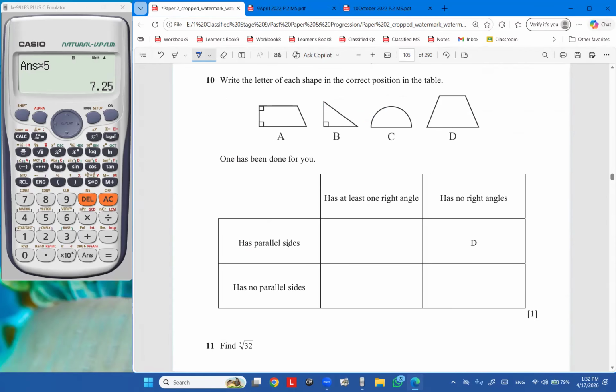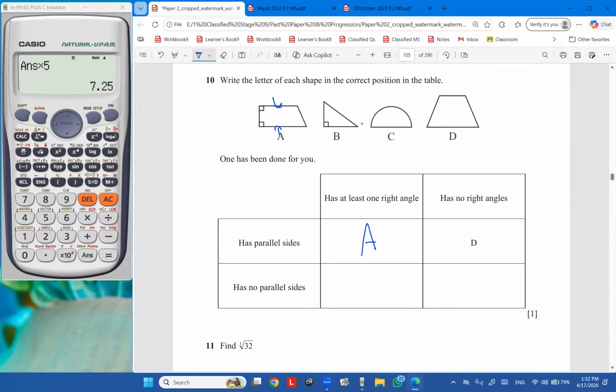Has parallel sides and has at least one right angle, you're going to find over here that it's shape A. It has parallel sides, this and this, and it has at least one right angle. Actually, it has two, not only one. It has at least one. Yes, so it is A.